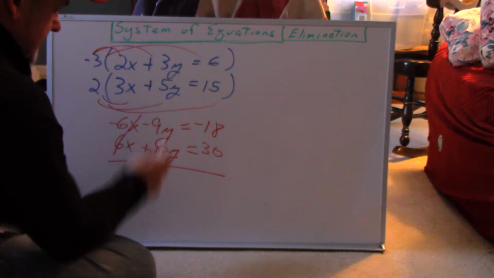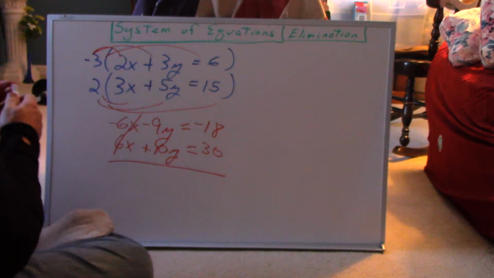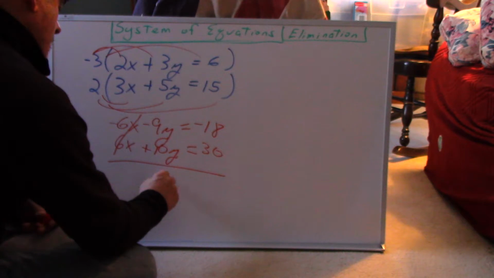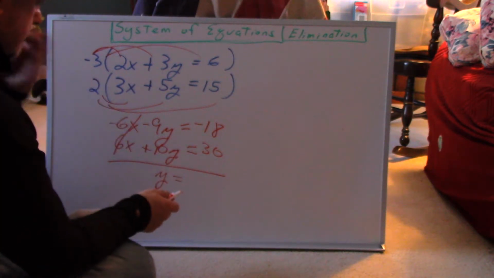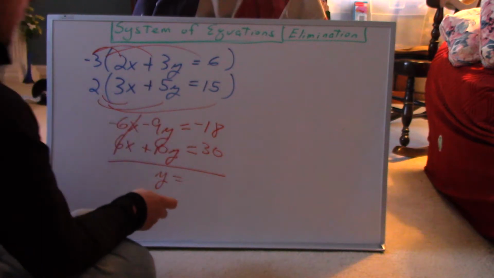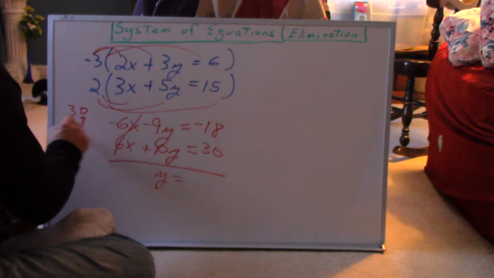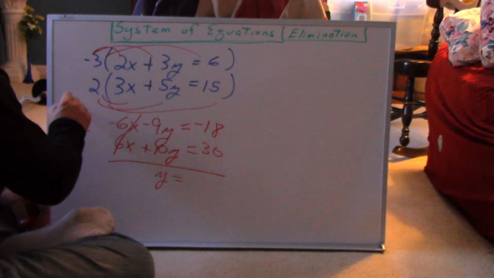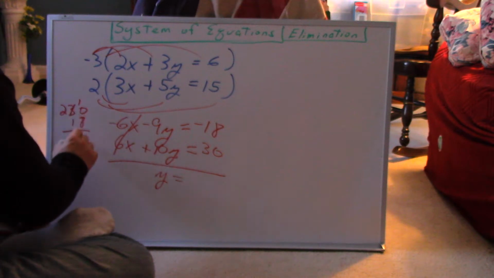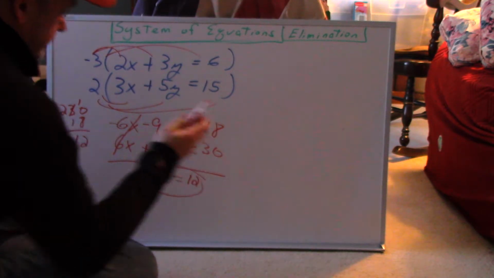Now negative 9y and positive 10y is positive y, equals, and then we have to subtract 30 and 18. So if we come over here, 30 and 18. 8 from 0, can't do it. Go over here, make that a 2, make that a 1. 8 from 10 is 2. 2 minus 1 is 1. So it's 12. So y is 12.